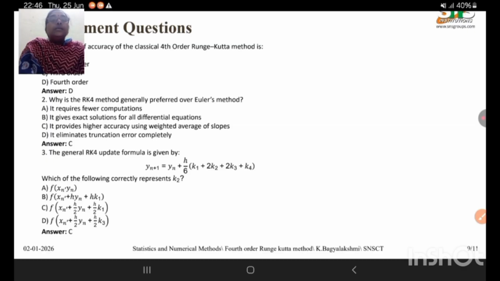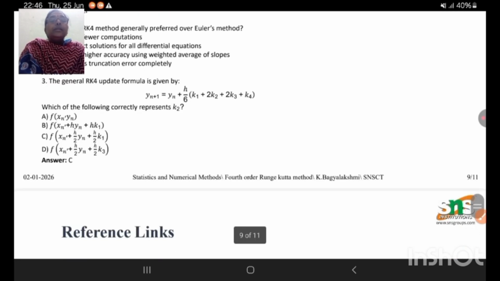The answer is C. The general RK update formula is given. Which of the following correctly represents K2? The formula for K2 is the function of xn plus h by 2 comma yn plus h by 2, replacing the previous step's k1 value in k2. This way we get the solutions.